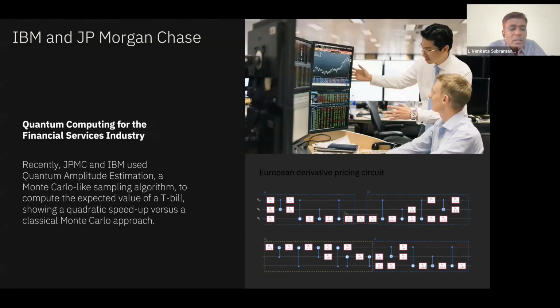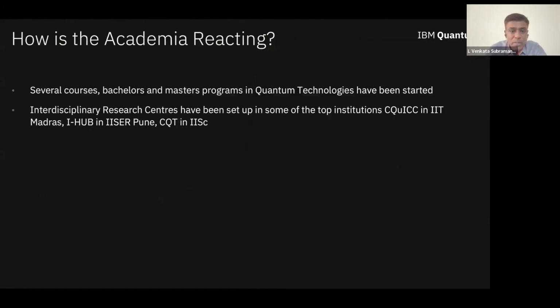In the finance industry, again, we've been looking at how do you compute the expected value of treasury bills, along with JP Morgan Chase. So a bunch of areas where we've been looking at how do you take industry applications and how do you run it on quantum computers, right? I showed you some examples here, but also in India, along with various customers, we've started looking at various things of importance to India, right? So we'll talk a little bit more about that in the subsequent slides.